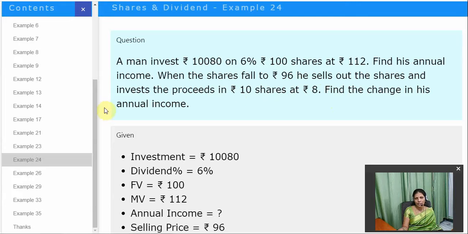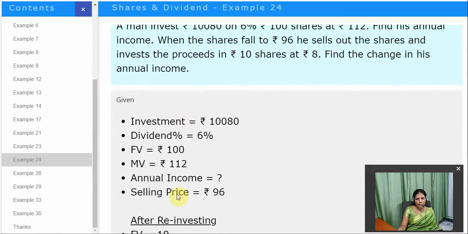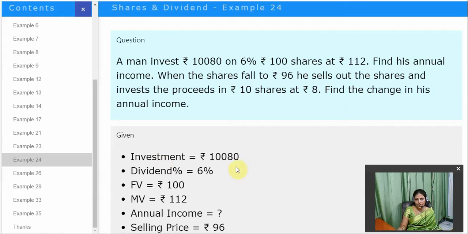Find the change in his annual income. They are asking what is the change in his annual income, right? First write all the given data here. I have written the beginning: this is his investment, 10,080 rupees, dividend percentage is 6%, face value is 100, market value is 112. So out of this you need to find the annual income.